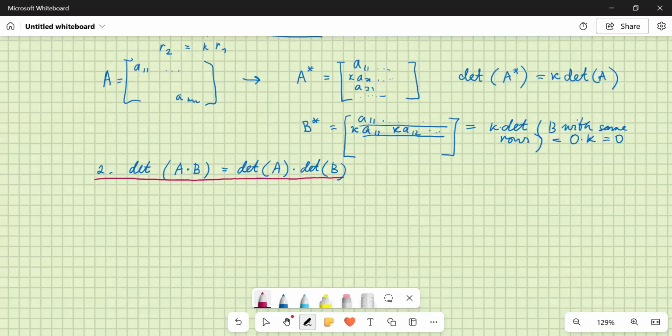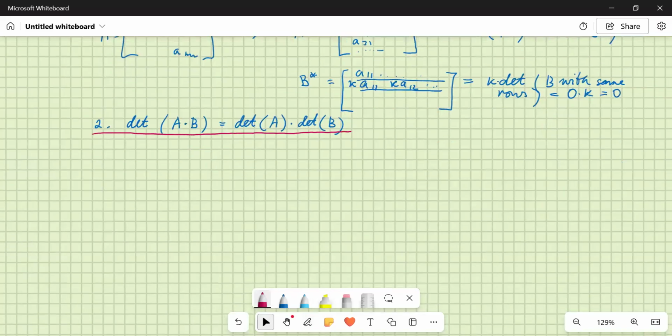We are going to start a little bit away from this, and we are going to start with a lemma. Lemma 1. A lemma is a small helping theorem.